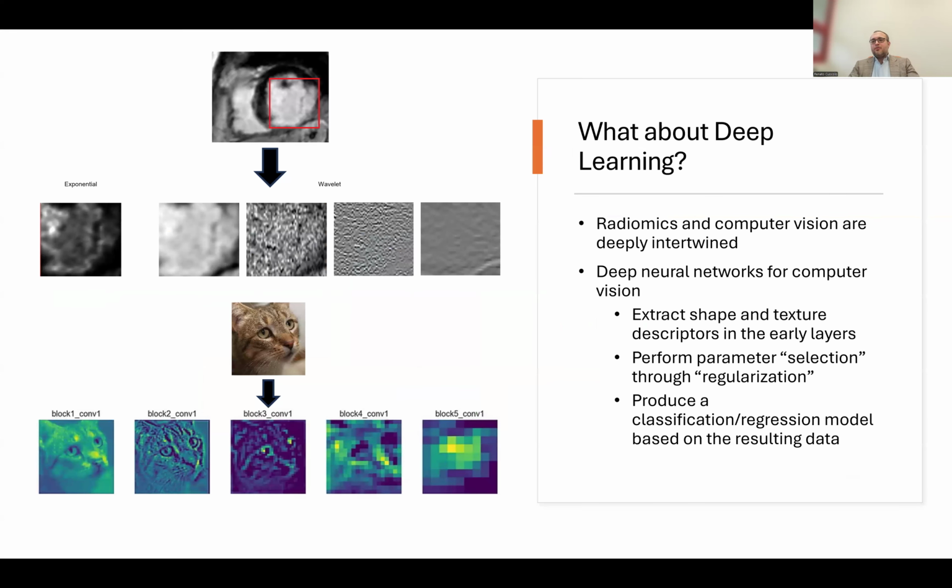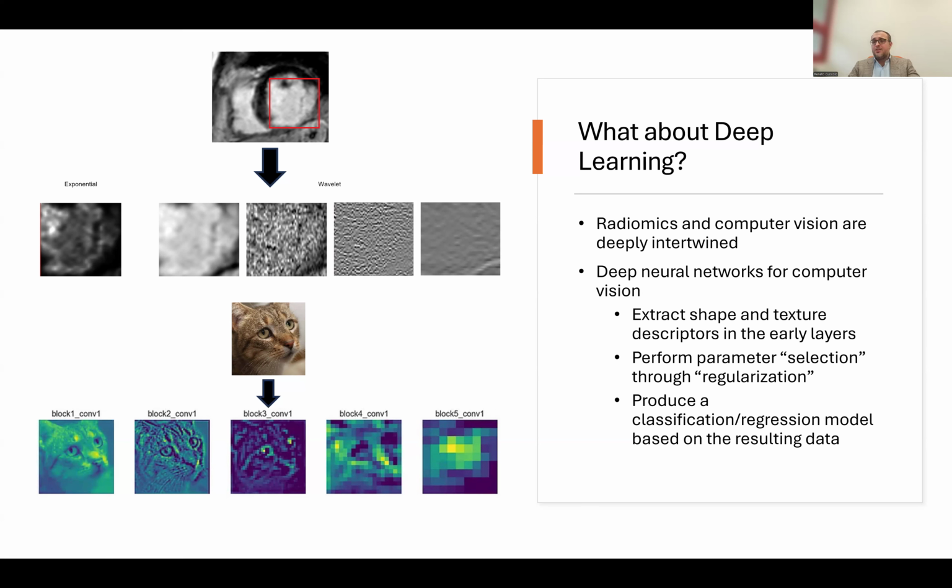So what about deep learning? And I think here there is another misconception that I wish to fight against a little bit. I believe that radiomics and computer vision are essentially deeply intertwined and two faces of the same coin, because deep neural networks, what do they actually do?